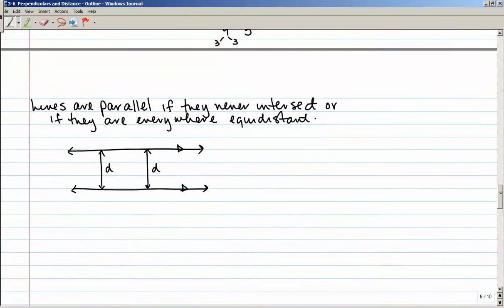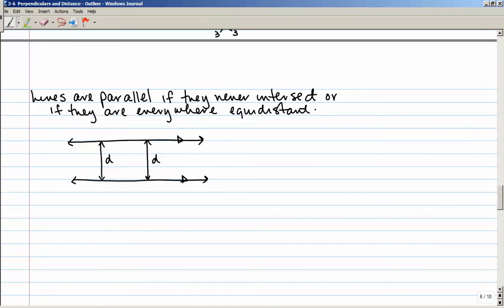Lines are parallel if they never intersect, or if they are everywhere equidistant. So notice this is kind of like an extension of the definition of parallel. They never intersect each other, but the distance between them is the same everywhere.